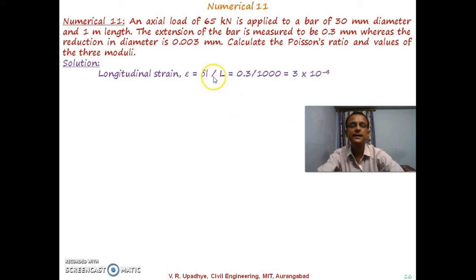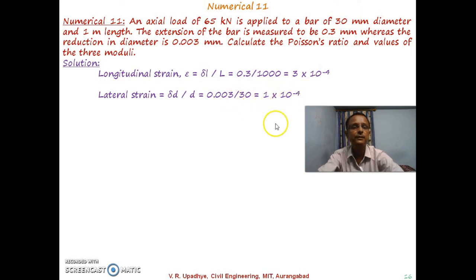Change in length delta L is given, and capital L, the initial length, is known. So we can calculate longitudinal strain: epsilon is delta L by L, so 0.3 mm divided by 1 meter, which is 1000 mm, gives us 3 into 10 to the power minus 4. Similarly, we can calculate lateral strain, in the other dimension: change in diameter to original diameter. Delta D is 0.003 and the original diameter is 30 mm, which gives us 1 into 10 to the power minus 4.